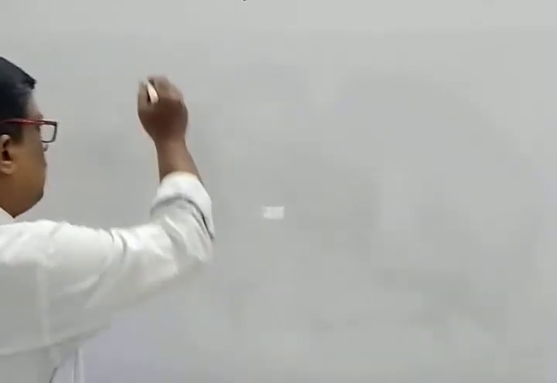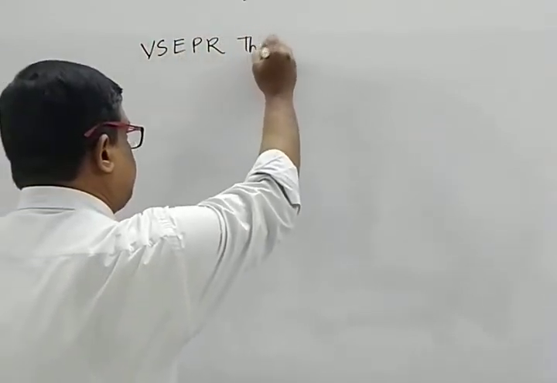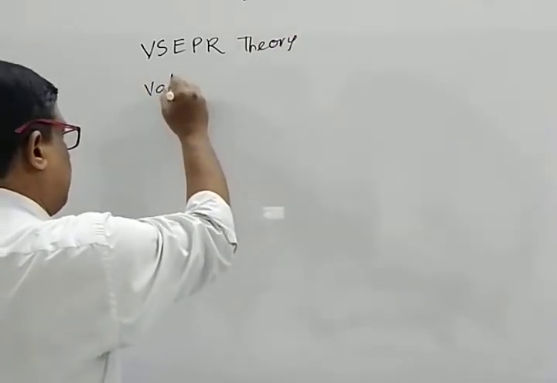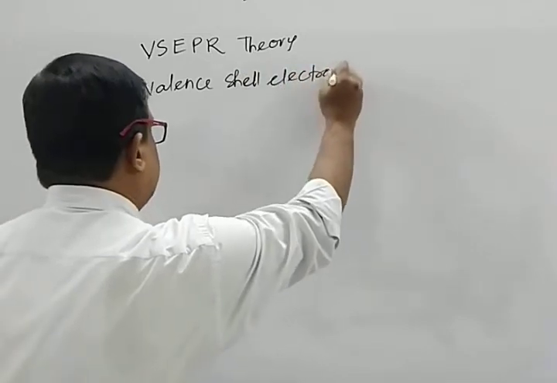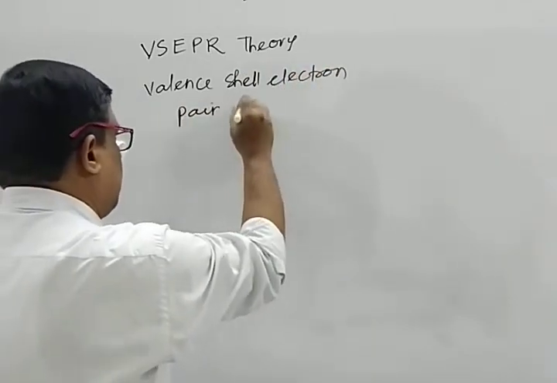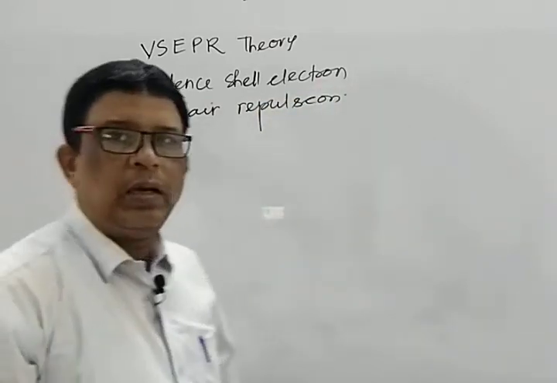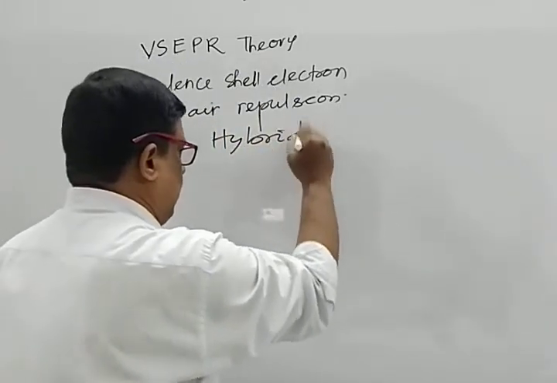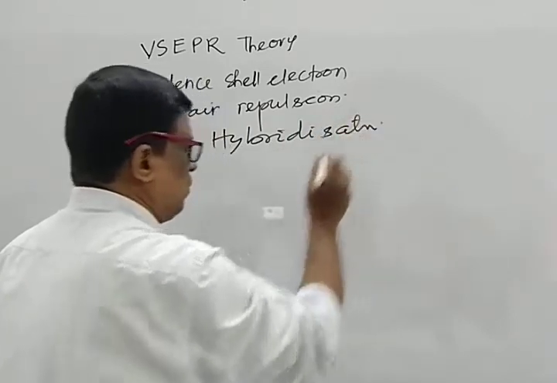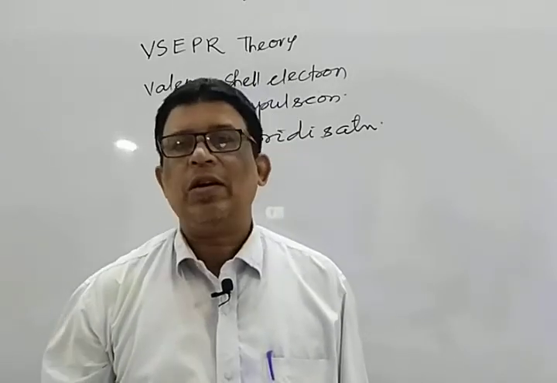Next, VSEPR theory, mark that. VSEPR theory, that is known as valence shell electron pair repulsion theory. And the last one is hybridization, that is intermixing of the atomic orbitals. So let us start one by one.